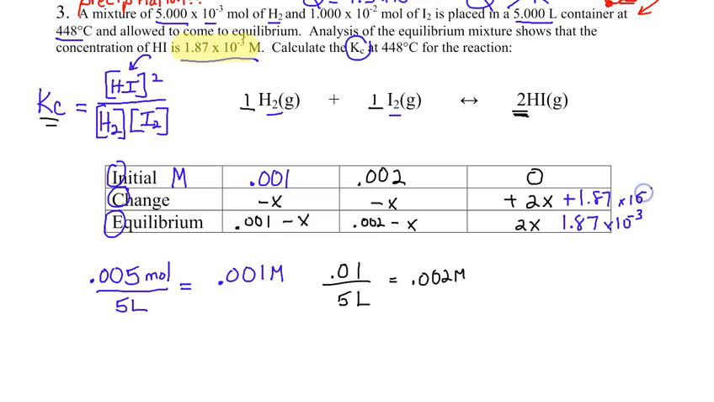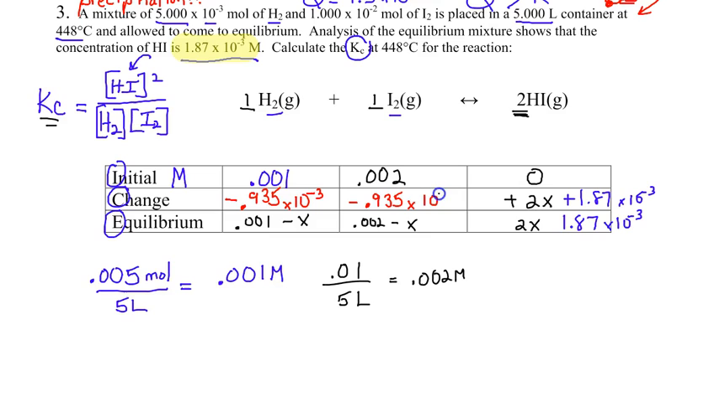Can anyone guess what the negative x would be? If this is 2x and this is negative x, what would that be? You've guessed it. It has to be half that value. So you take 1.87 times 10 to the negative 3 and divide by 2. What you're going to get is approximately, don't forget the negative sign because you're losing, negative 0.935 times 10 to the negative 3. And these are the same, 0.935, all I did was divide by 2, we've seen that before, times 10 to the negative 3.